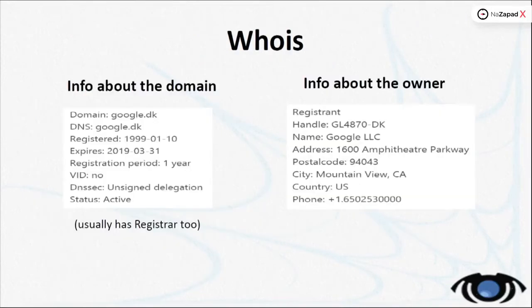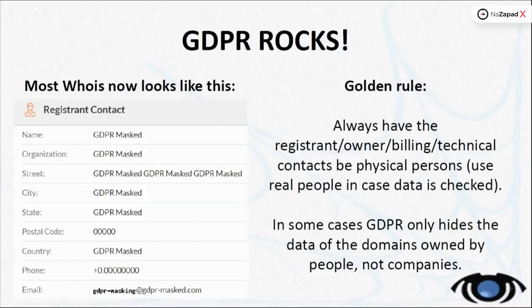So Whois has two types of data about the domain and about the owner. So most Whois now look like this thanks to GDPR. So thanks European Union. Now thanks to you there will be a lot more PBN spam, because everything is masked. You don't see anything basically in gTLDs and almost all ccTLDs.